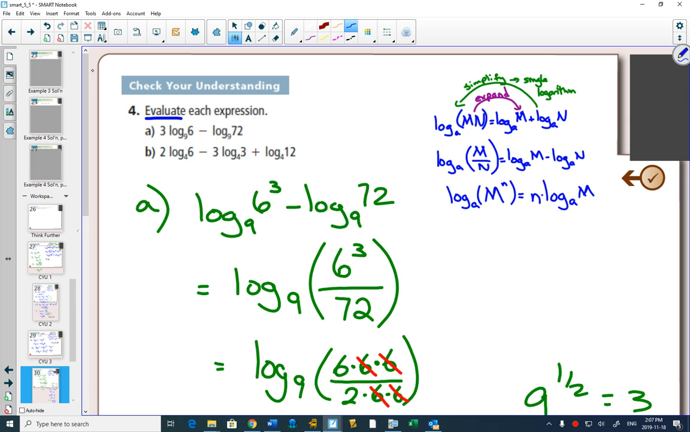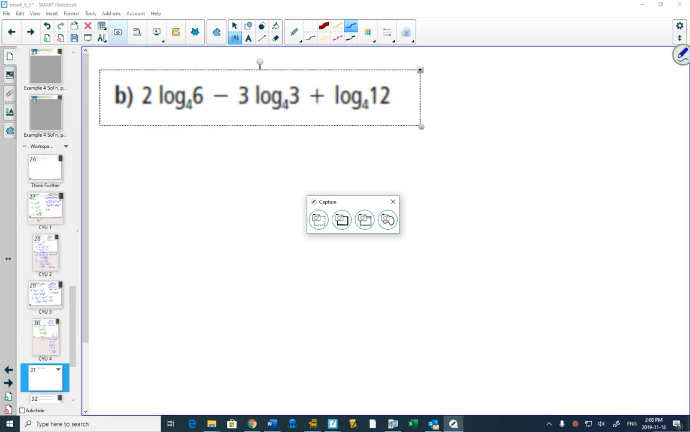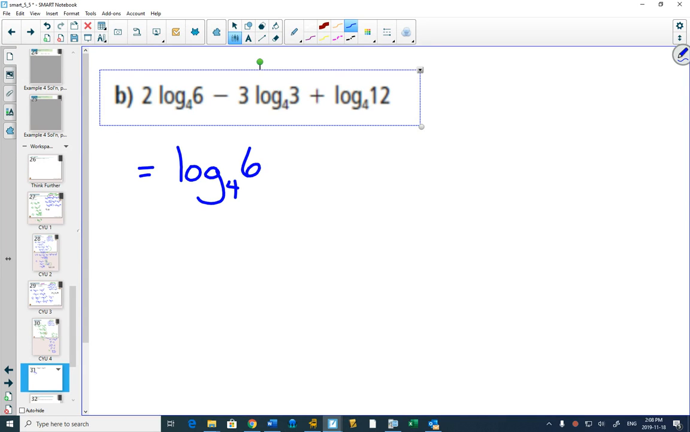Part B. Again, part B, I'm going to look at, can I write this as a single logarithm? So I'm going to have log 4 of 6 squared minus log 4 of 3 cubed plus log 4 of 12.